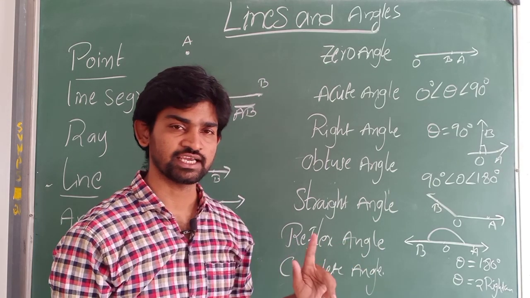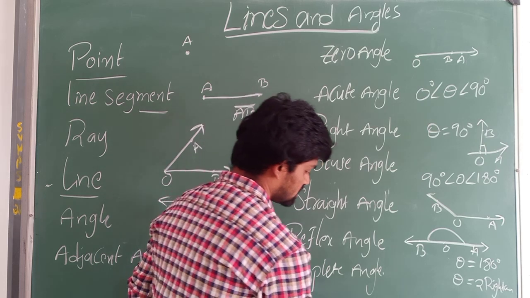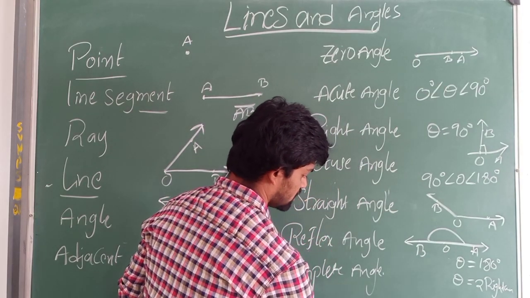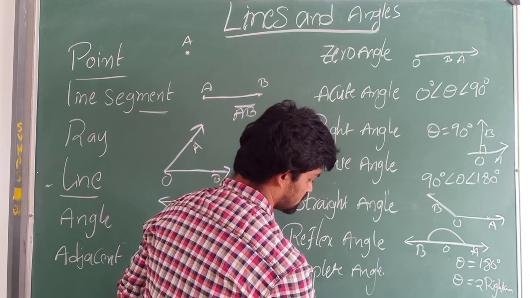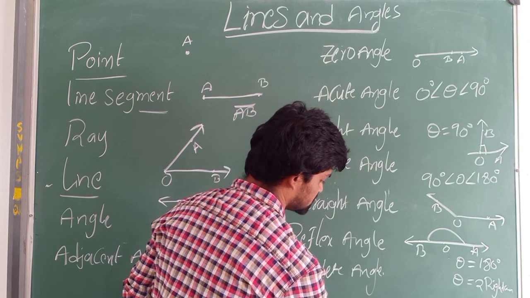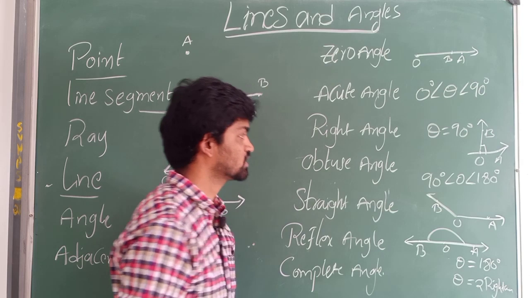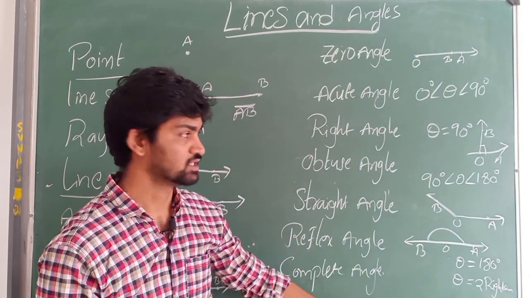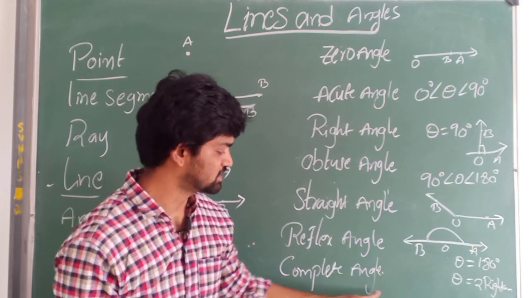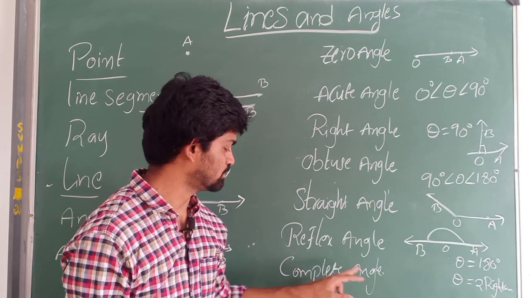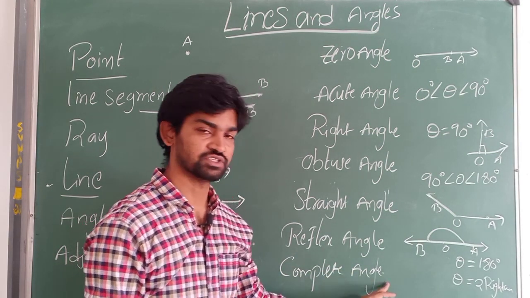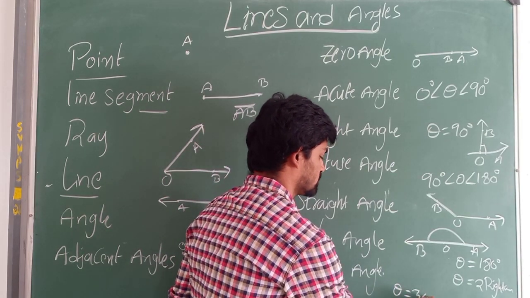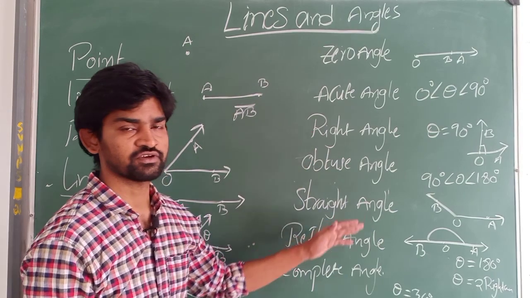Next, complete angle. A complete angle is an angle which completes one complete rotation. This is OA ray, and OB ray has completed one rotation and came back to its original position. This is 0 degrees. Now 360. They look the same, but this sign says that it has completed one complete rotation. So this measure here is 360 degrees. These are different types of angles.